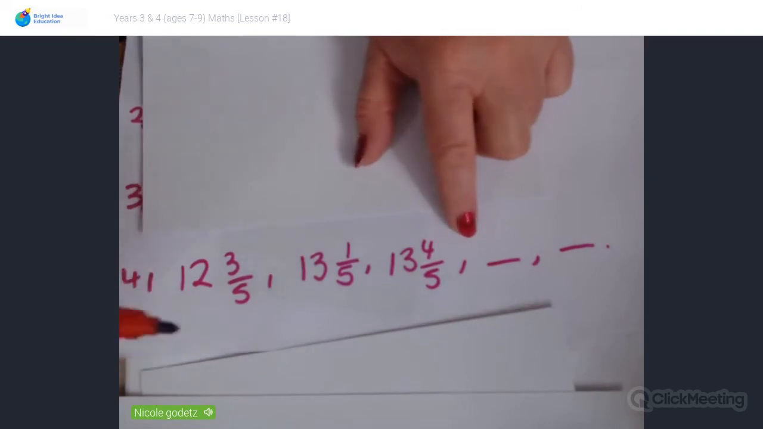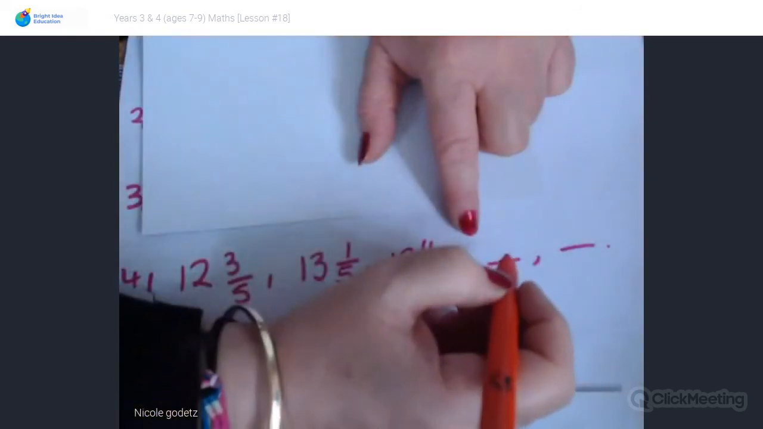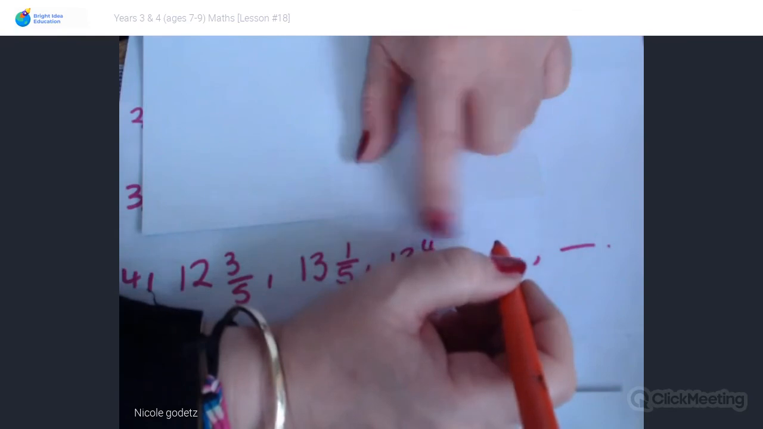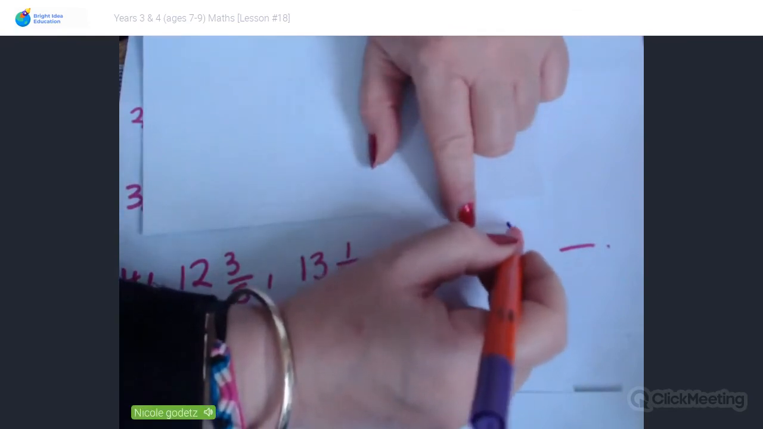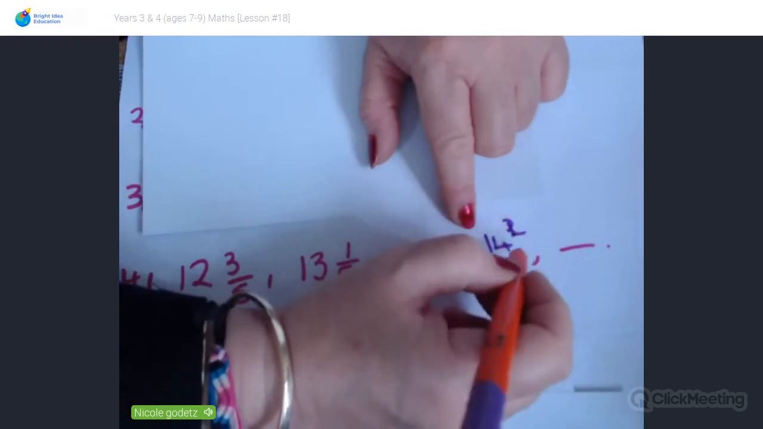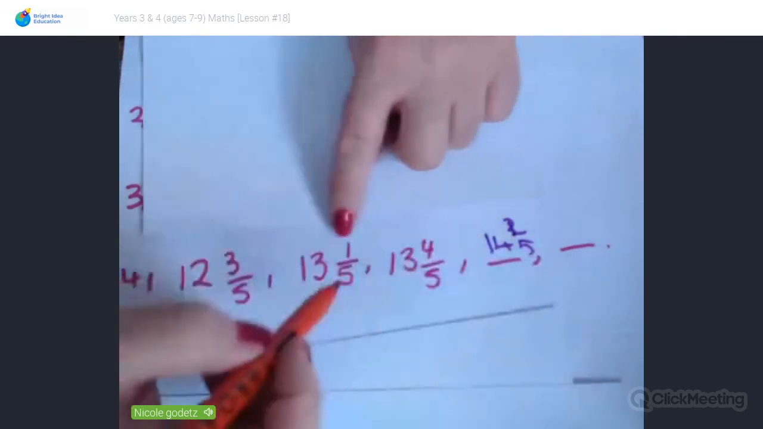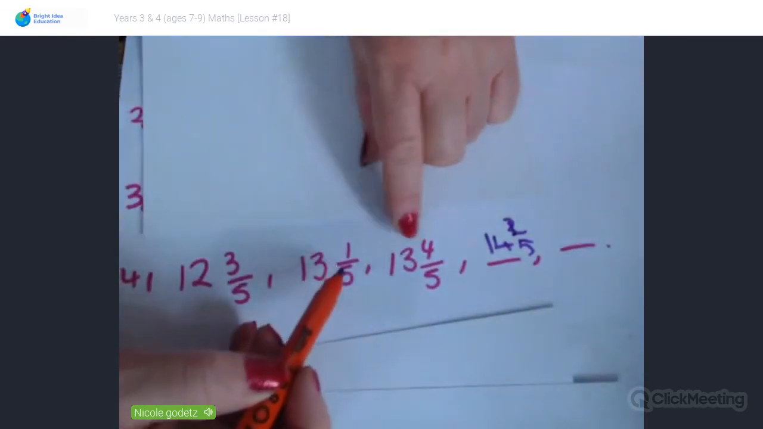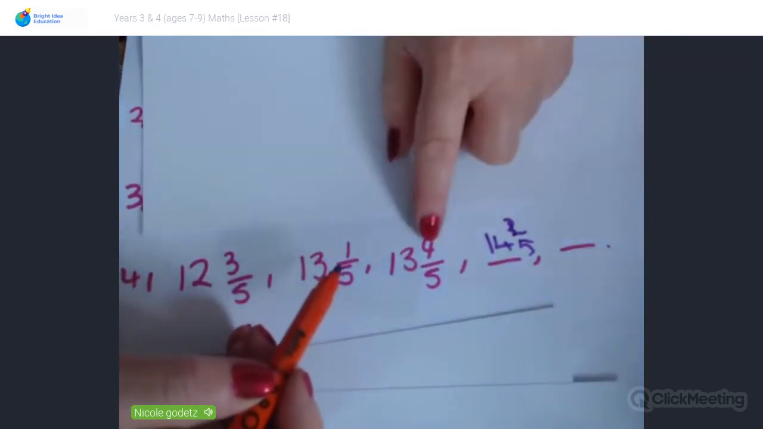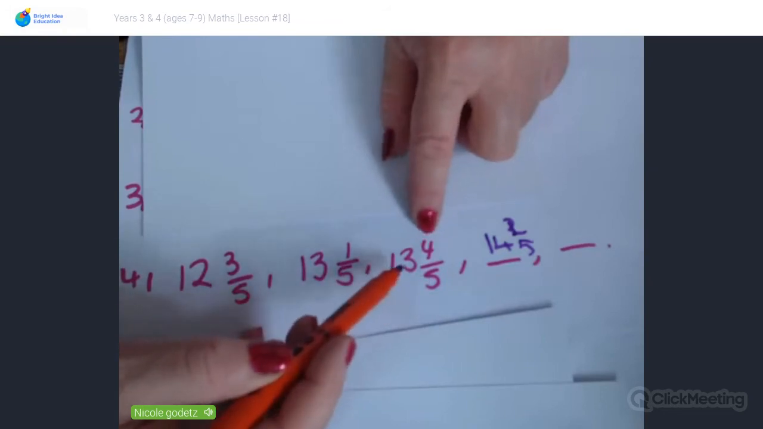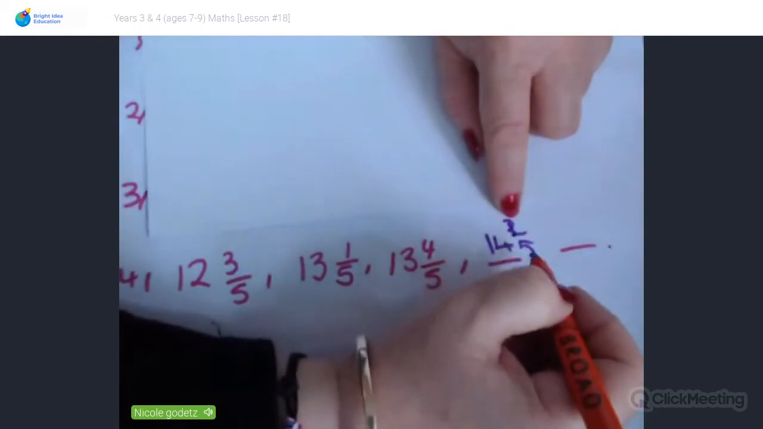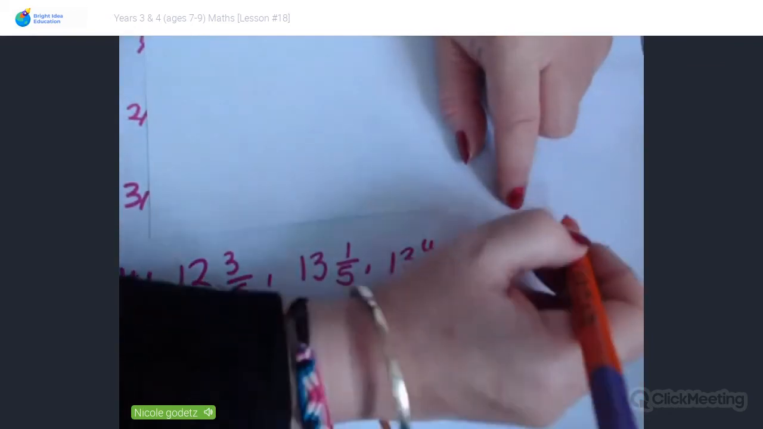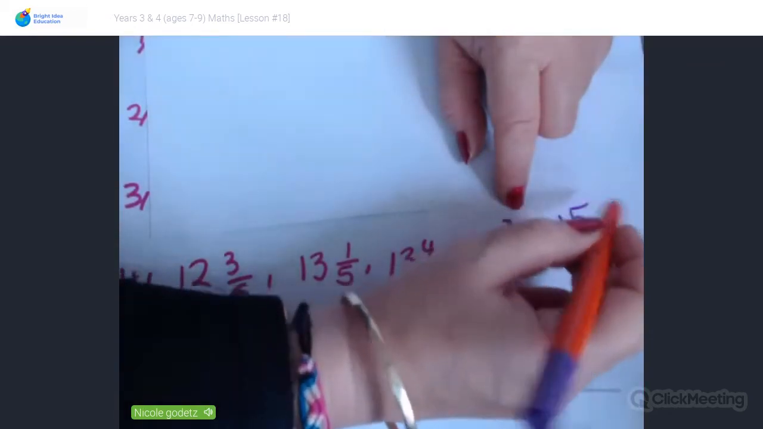So this is going to be 14 1/5. Jumping up 3/5 from 1/5 to 4/5: 2/5, 3/5, 4/5. So add 1/5 to that, you're going to get to 14. You've still got 2/5 left. And then add 2/5 and 3/5, make a whole. So the next one's going to be 15.